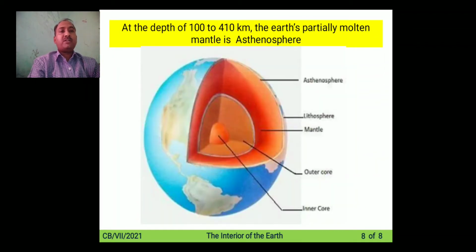Now we have to get information about the asthenosphere. You know very well that as we go inside the earth, about 100 kilometers to 400 kilometers we can find a particular layer. It is a part of the mantle, and this layer is known as the asthenosphere. This asthenosphere is found in a partially molten state, a semi-liquid state. So this is the information about the mantle.